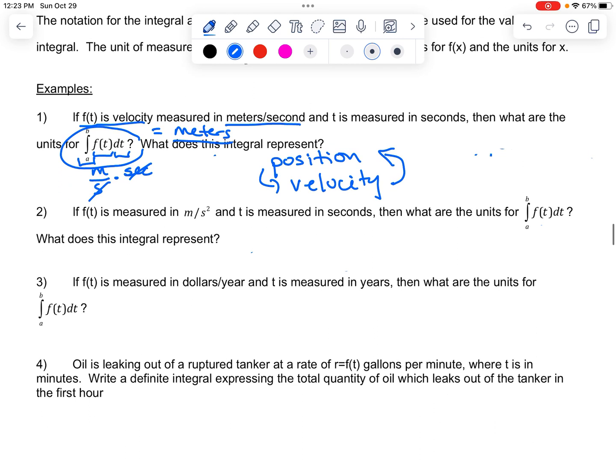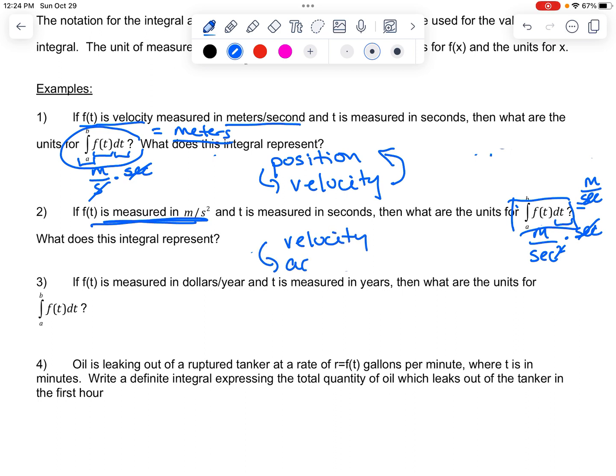The same idea happens with acceleration. Let's say f of t is measured in meters per second squared, which would be the units for acceleration. dt is still seconds, so one of the seconds drops out, and your final units would be meters per second for this definite integral. If we go from velocity and take the derivative, we get acceleration. But if we go the other way and take the antiderivative of acceleration, we end up back at velocity.